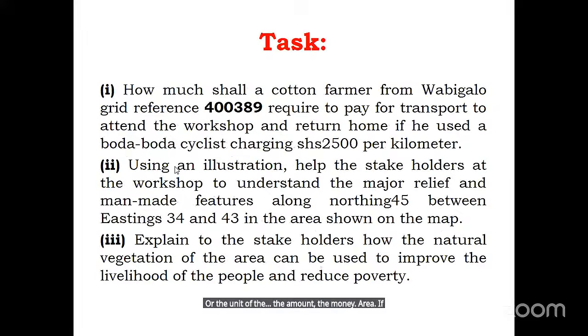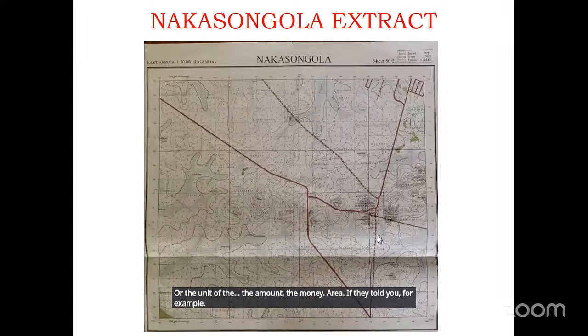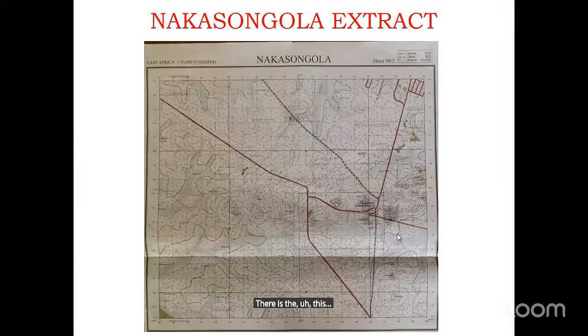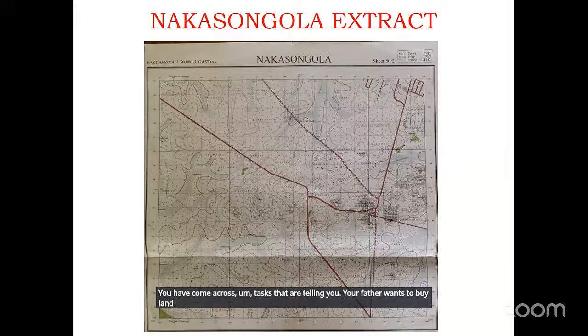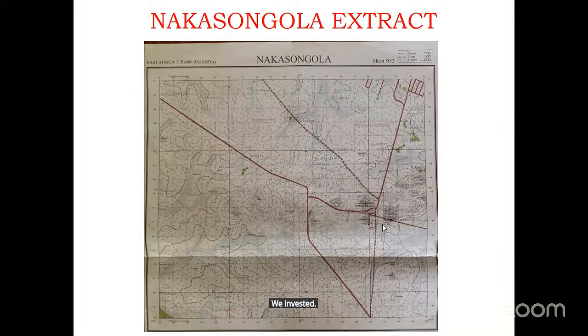If they told you, for example, this swamp here is known as Kasiri seasonal swamp. You have come across tasks that say your father wants to buy land to invest, and he wants to acquire Kasiri seasonal swamp to carry out rice growing. Every square kilometer of Kasiri is sold at 2 million. Determine the cost he is going to incur if he is to buy what?